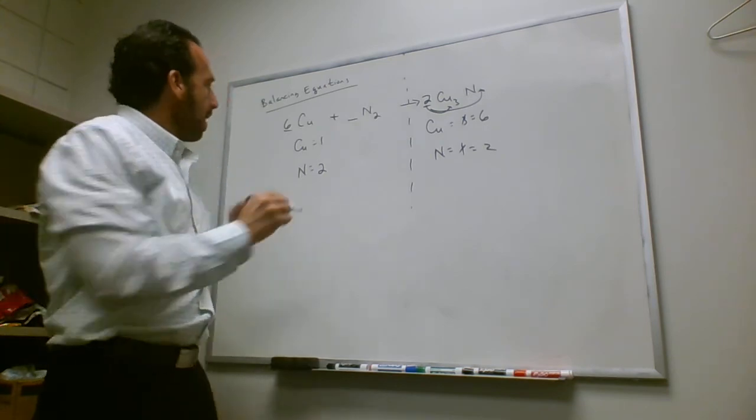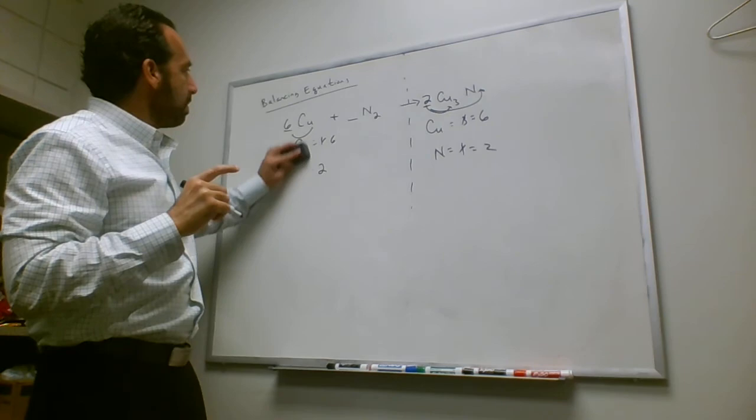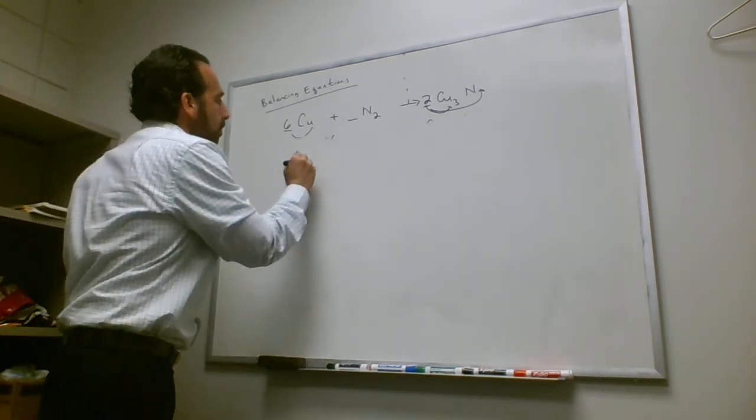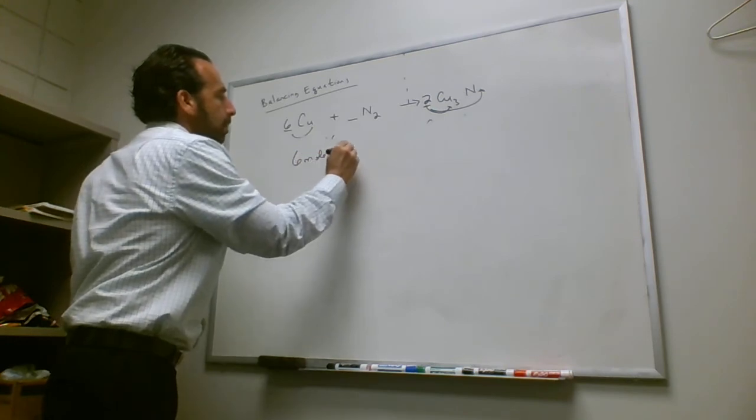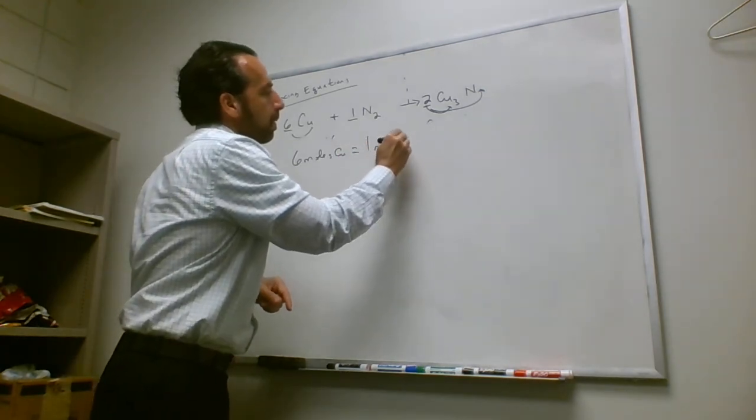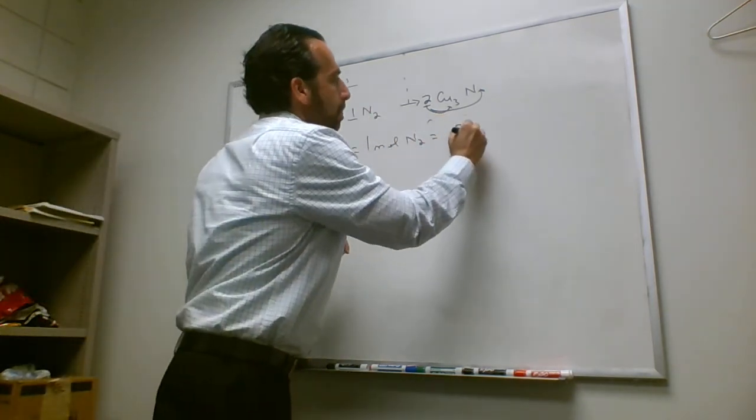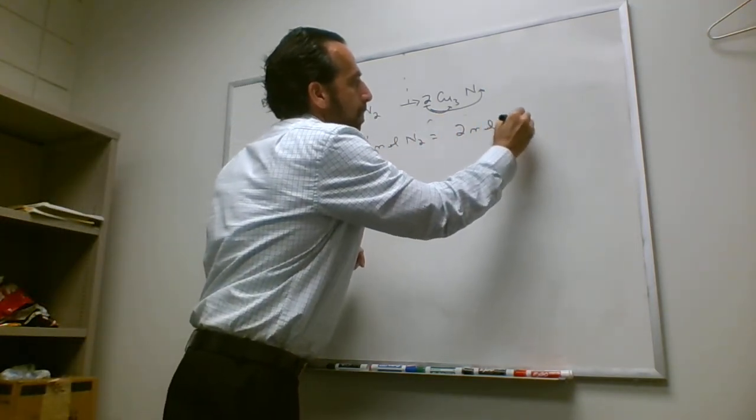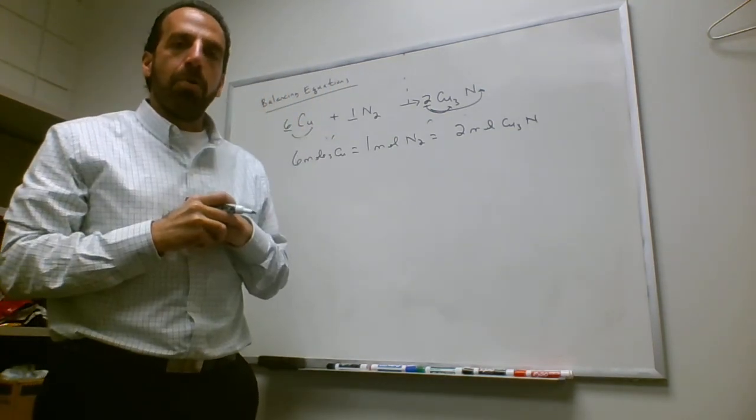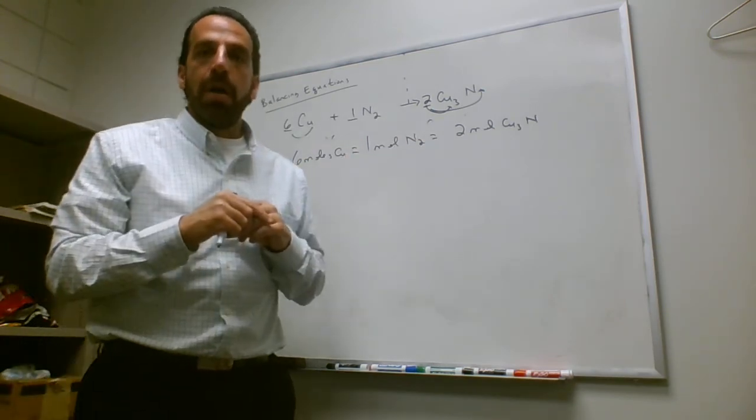So now I have 6. So 6 times 1. Just to show you what this actually means. It means this. It means 6 moles of copper react with 1 mole of nitrogen, and we form 2 moles of the copper 1 nitride. So when we do stoichiometry, it's important to have this correct balanced chemical equation. Again, make sure that this ratio, 6 to 1 to 2, is the smallest ratio between them.